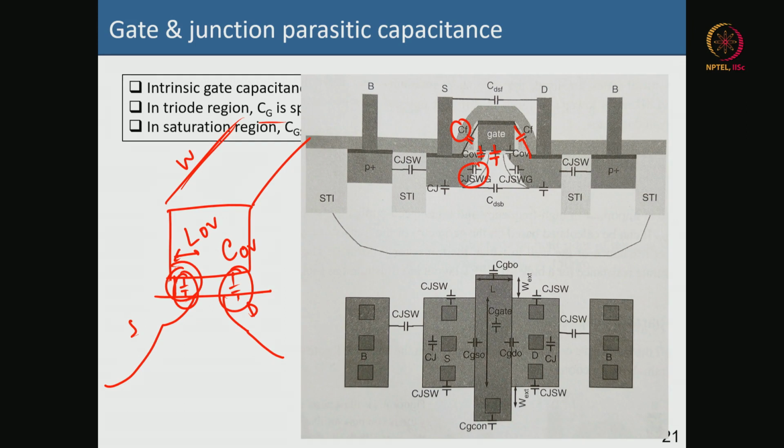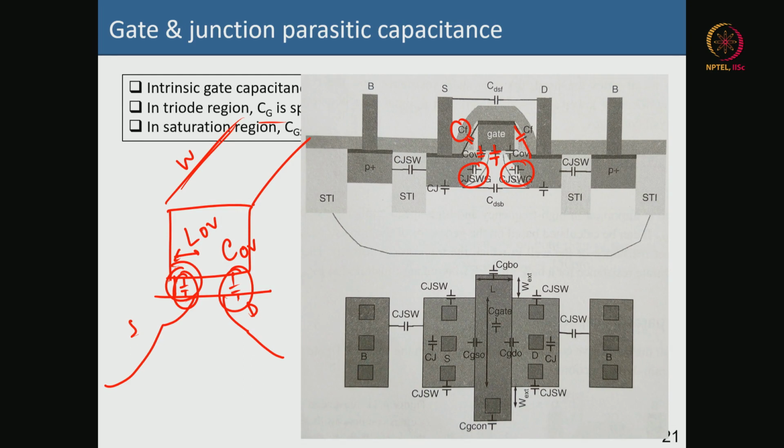This is your sidewall capacitance between the source-drain region and the channel. Towards the channel, there is a halo implant. So this is the source side, this is the drain side, and the source and drain couple to the channel. There is this doping of the well here, so there is this sidewall coupling there.